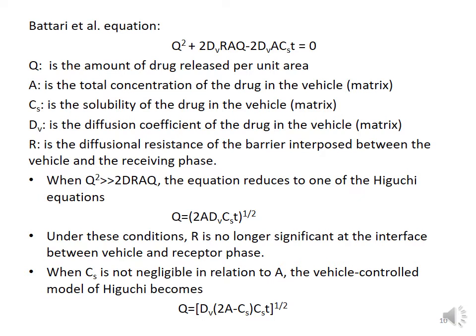This is Higuchi's model when A is much higher than the CS. Under these conditions, R, which is a resistance, is no longer significant at the interface between vehicle and receptor phase. When CS is not negligible in relation to A, the vehicle controlled model of Higuchi becomes this. This is Higuchi's model when A cannot be considered much higher than the CS.